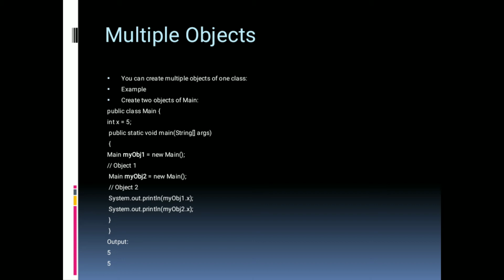Here this is object 1, and in the next line we can see main myObj2, that is the second object for the same class. So this is how you have to create objects for a class. One or more than one object we can create in a class. The output will be printed for variable x. We are using both the objects to print the same value, that is x. So the output will be 5, and in the next line also 5.